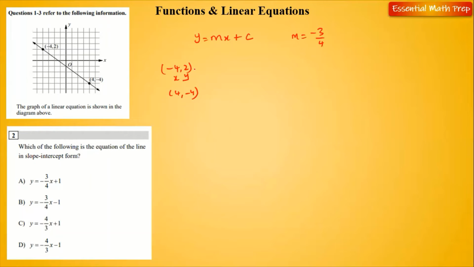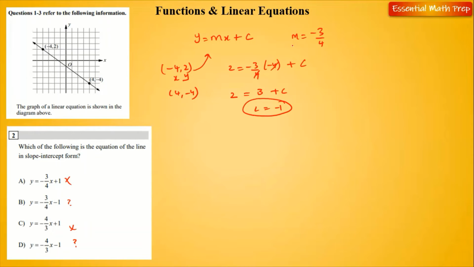So that means we substitute these into this expression. So y is 2 equals minus 3 over 4 times negative 4 plus c. This whole thing becomes plus 3. So c equals negative 1. So look for equations with the negative intercepts. Only these two are possible. These two are incorrect, right?